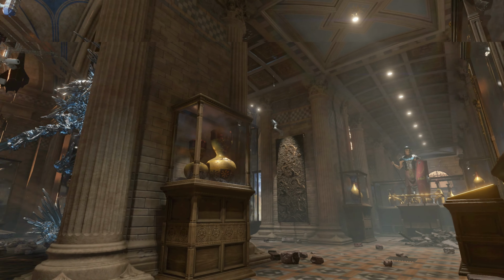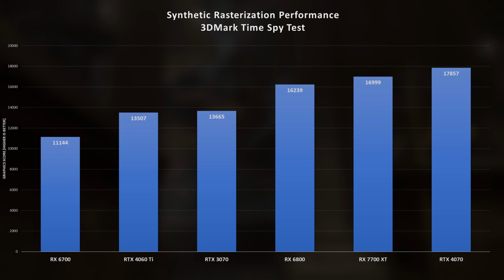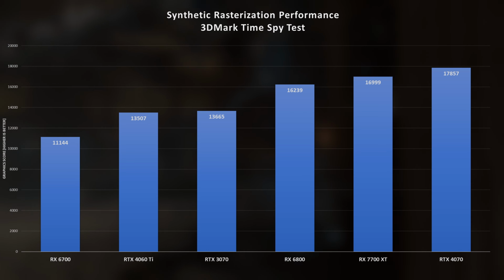Let's start with 3DMark. The RTX 4060 Ti comes in 21% faster than the PS5.